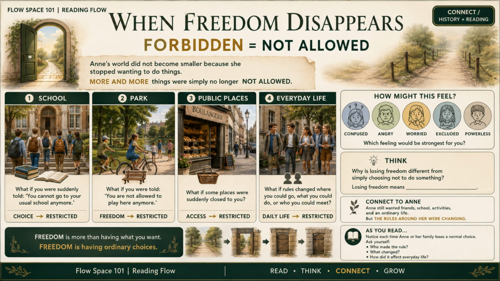And what if rules began deciding where you could go, what you could do, or who you could spend time with? How might that feel? Confusing? Angry? Worried? Excluded? Powerless? Now think deeper. Why is losing freedom different from simply choosing not to do something? You might begin, losing freedom means Anne still wanted friends, school, activities, and an ordinary life. But the rules around her were changing. As you read, notice every time Anne or her family loses a normal choice.